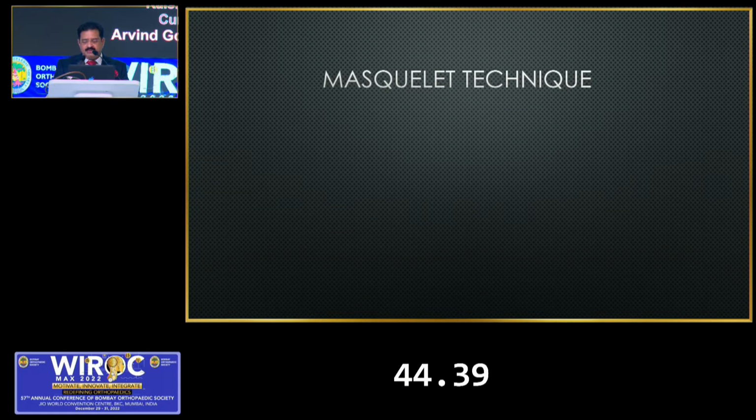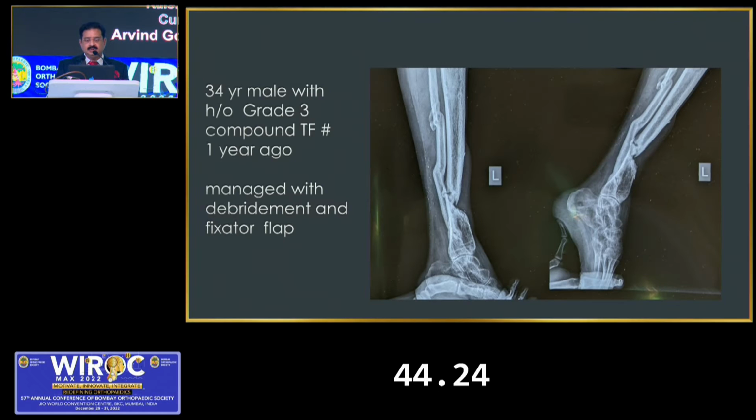So you have to have some method by which you can control all the factors, that is the infection, and whatever the gap is there must be bridged. The Masquelet technique is one of those techniques where you can have a good union.